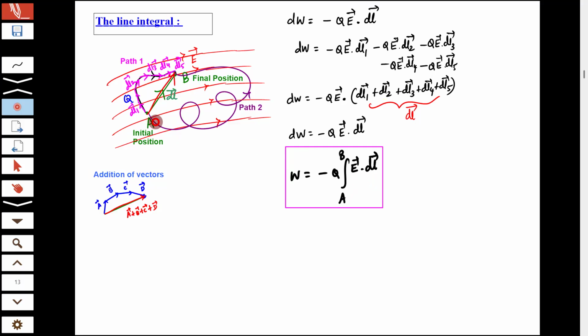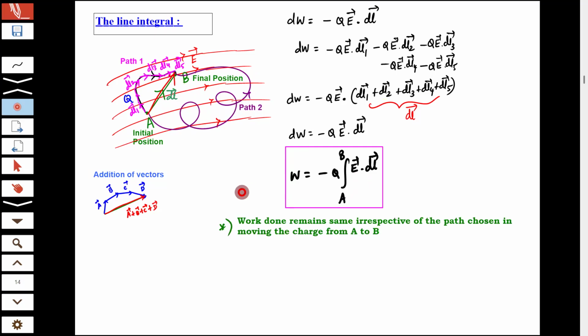And also, if we consider the movement of charge along this path 2, and consider many line segments along this path 2, all their summations will add up to this same displacement dl. Thereby, we can conclude the work done is the same irrespective of the path chosen. So that is the important significance of this line integration in estimating the amount of work done, where the work done remains the same irrespective of the path chosen, because here we are considering the displacement from point A to point B.